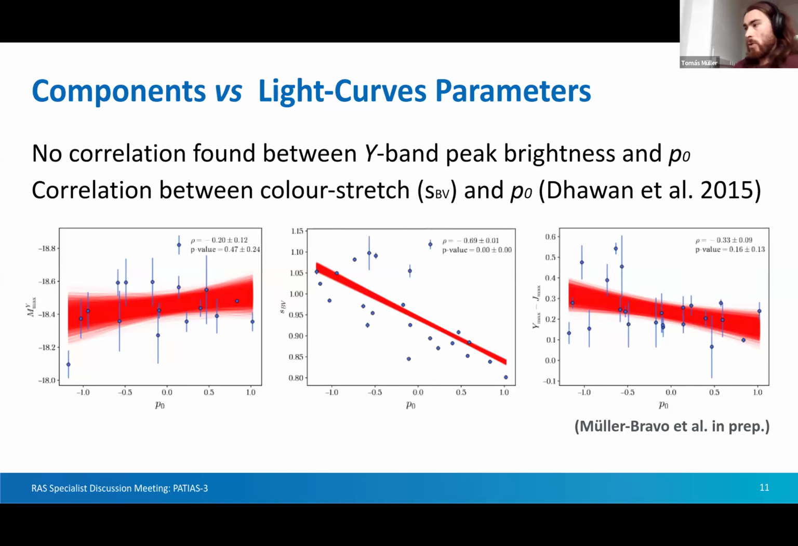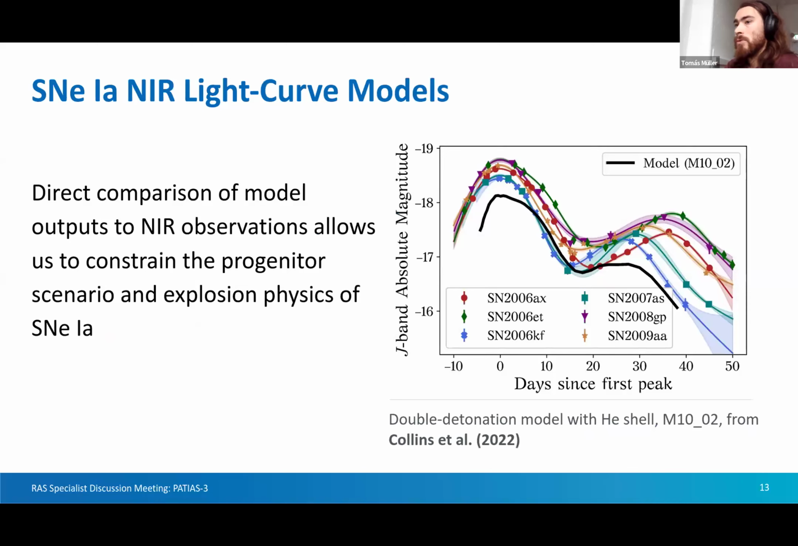Now, of course, there are a lot of other parameters that we can test here, like nickel mass, host galaxy mass, color, environmental properties. So again, this is all work in preparation. For the sake of time, I'll skip back to this very last slide. Of course, we can also do a direct comparison of models.